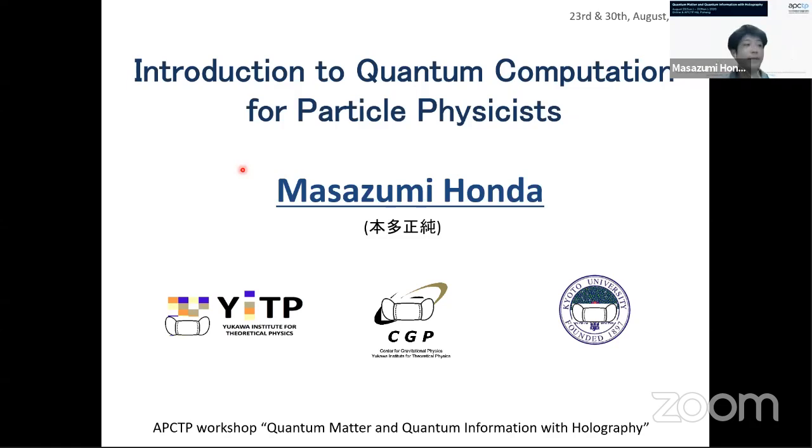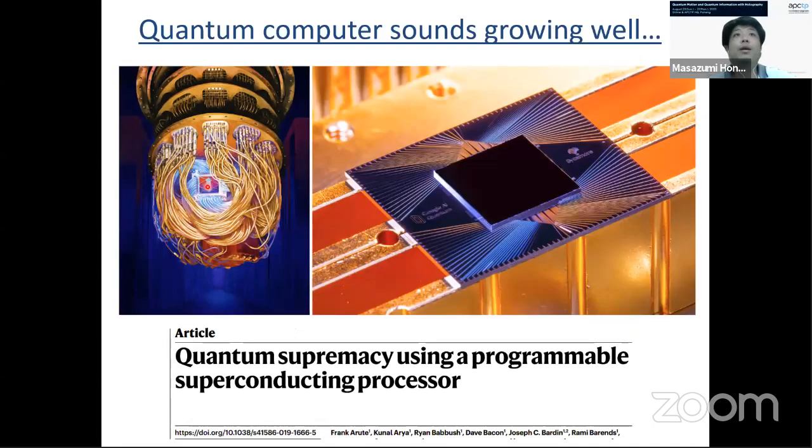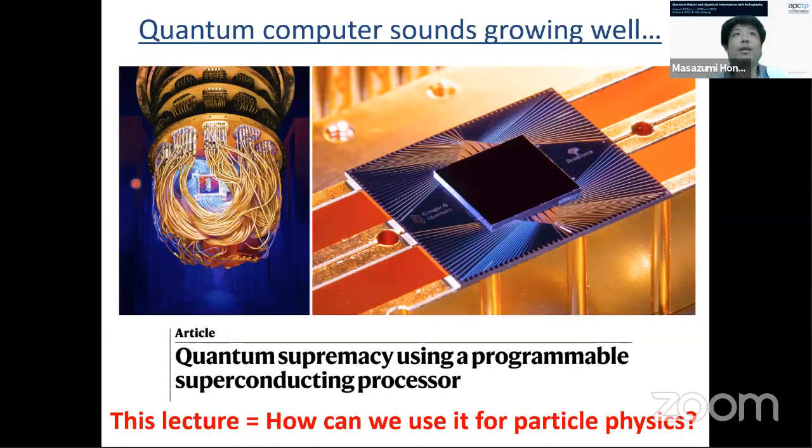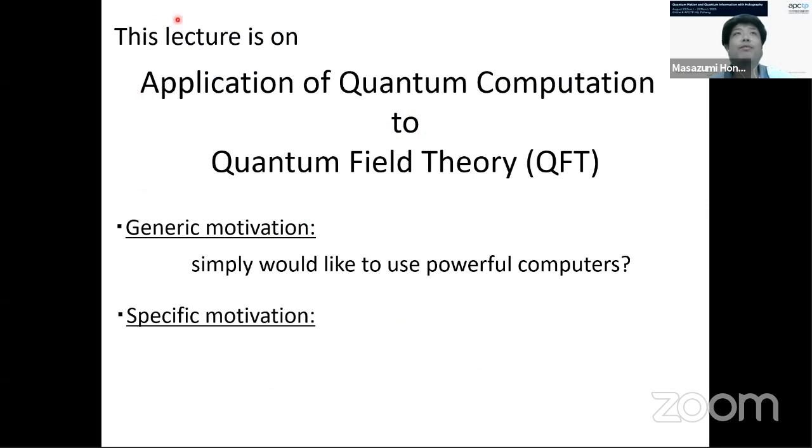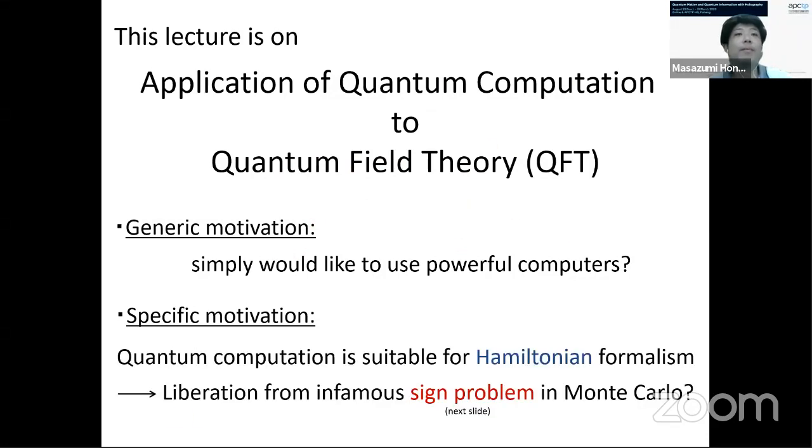Okay, thank you very much for the introduction. Since we have a blank for a week, let me start by reminding you of the last two lectures, perhaps for about 5 minutes. The focus of this lecture is on the application of quantum computation to quantum field theory. There is an important specific motivation in this context, which is liberation from the sign problem in Monte Carlo simulation.